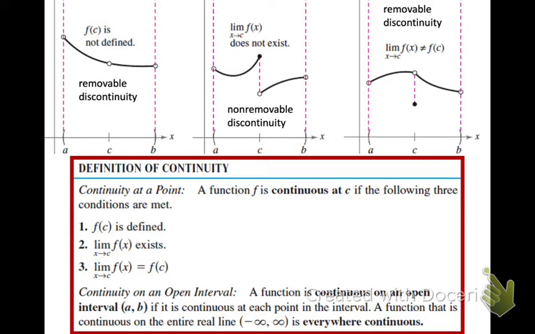So continuity at a point: function f is continuous at C if the following three conditions are met. f of C is defined. The limit as x approaches C of f of x exists. And the limit as x approaches C of f of x equals f of C. So direct substitution has to work. That's the third one.